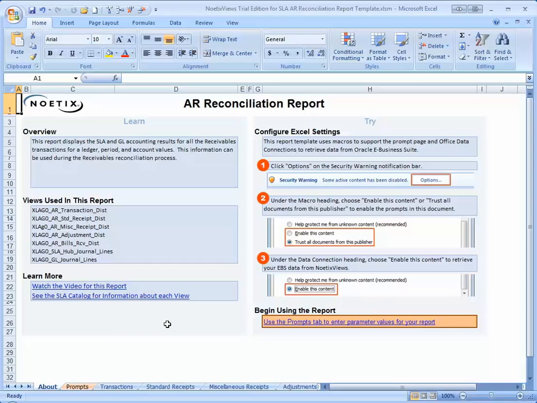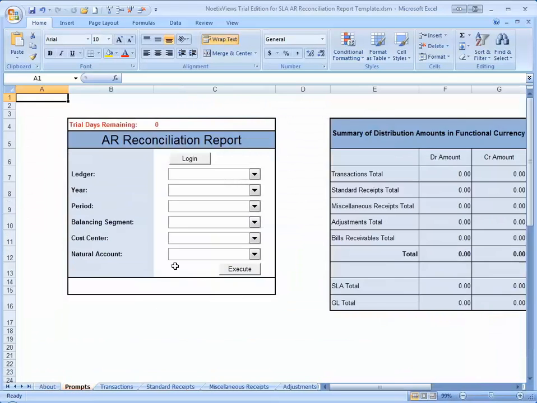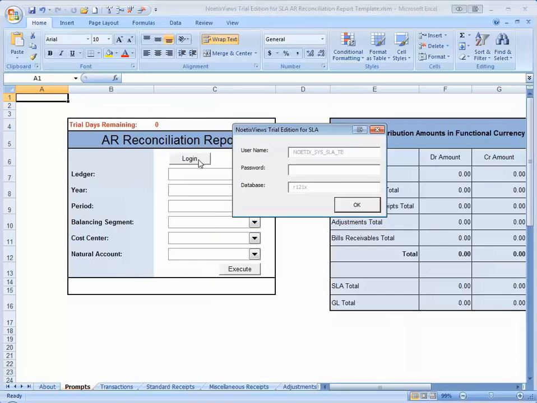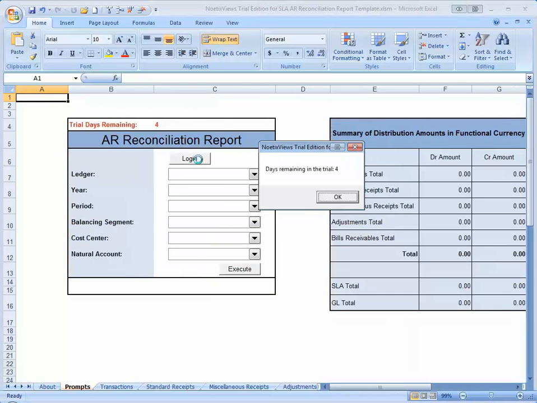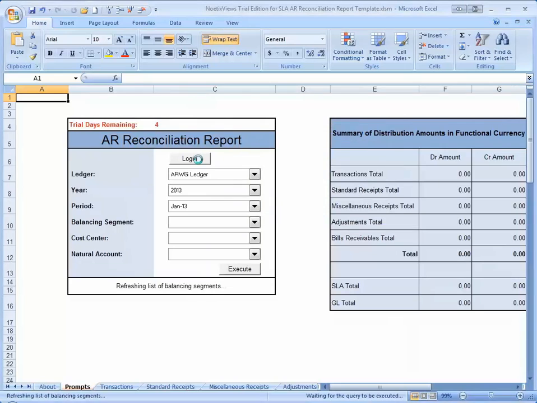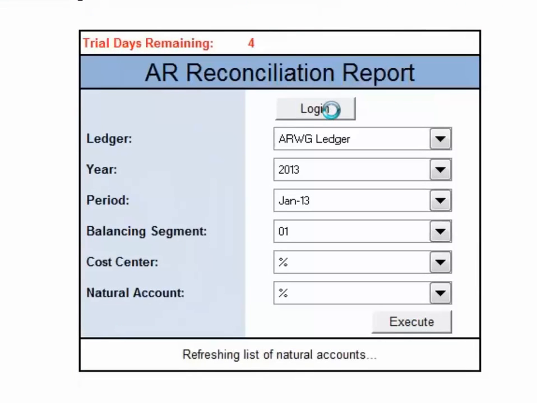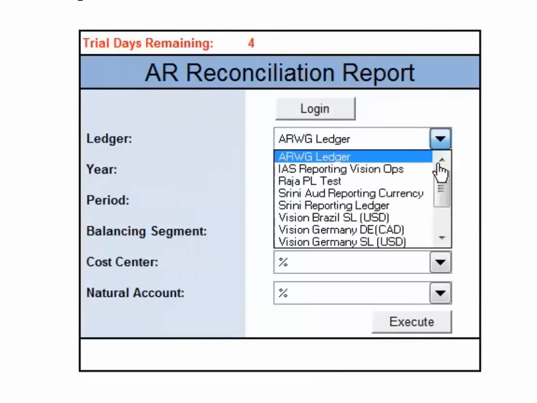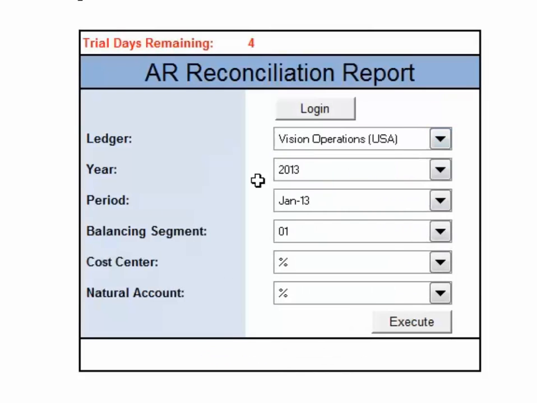Now let's go to the Prompts tab and run the report. First, let's log in. Next, we make our parameter selections. This report requires values for a ledger, year. In this case, year is only used to narrow down the list of values in the next prompt, that is the list of periods. So I'm going to use that year and that period.